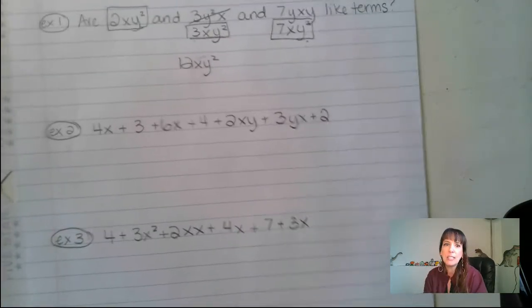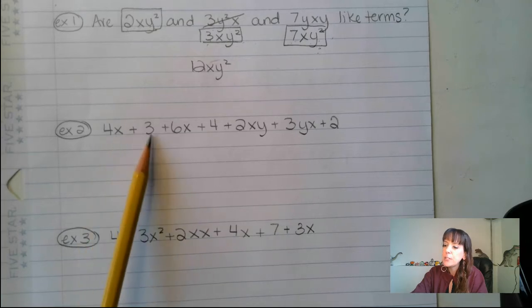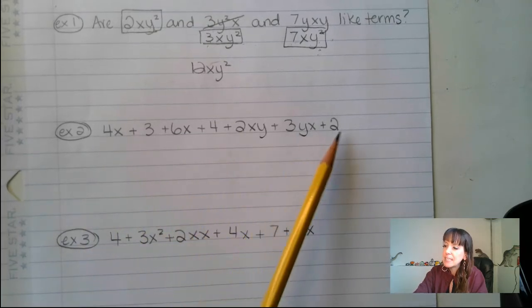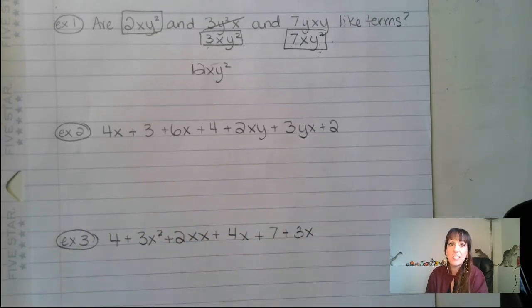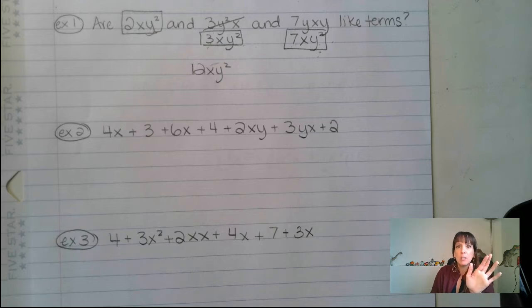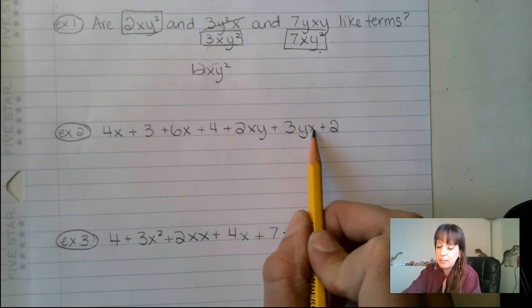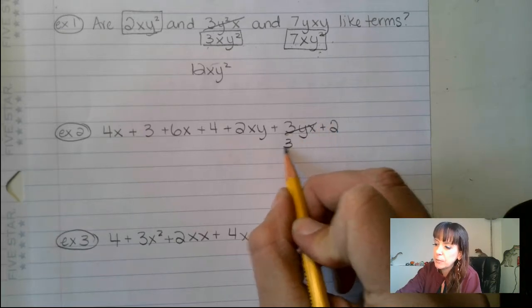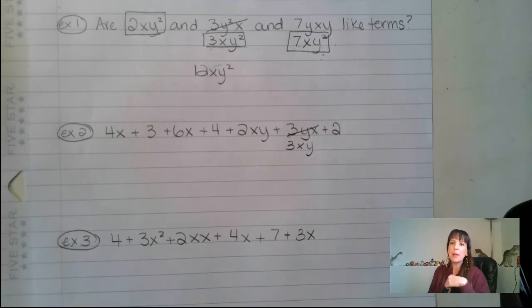So let's take a look at this guy. There are 1, 2, 3, 4, 5, 6, 7 terms in this expression. I want to make sure first that I am comparing all the same things, and that within each of those chunks, they're in alphabetical order. I can already see that this one's not in alphabetical order, so I'm going to cross that out and write 3xy. So now we're comparing the same things.